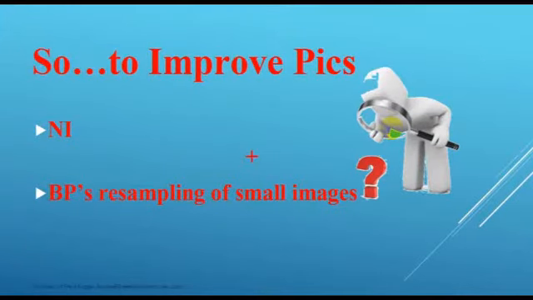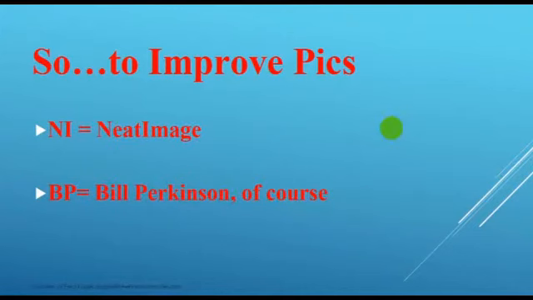So to improve the pictures, we use this formula. We use NI, which stands for what? And what I didn't show you an example of, but there is a BP in this formula. You know what the BP stands for? British Petroleum. Bill Perkinson did a presentation on printing large prints from small shots.